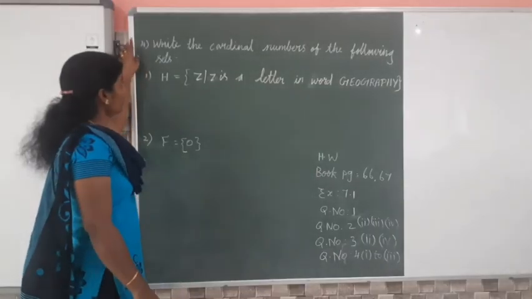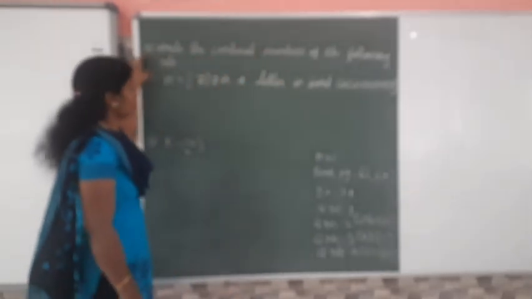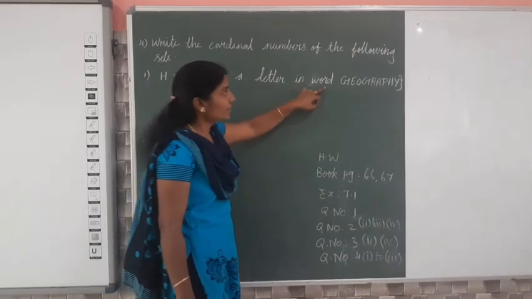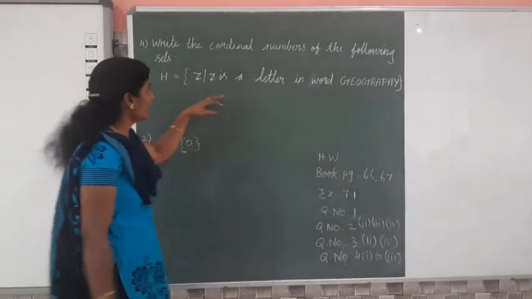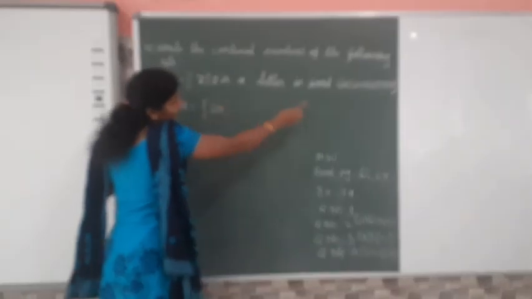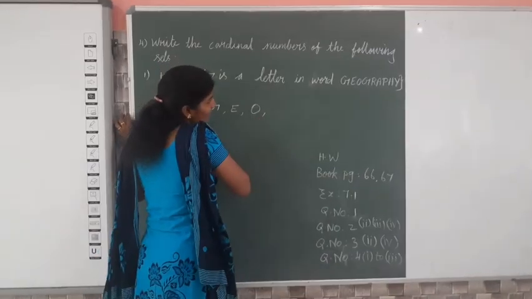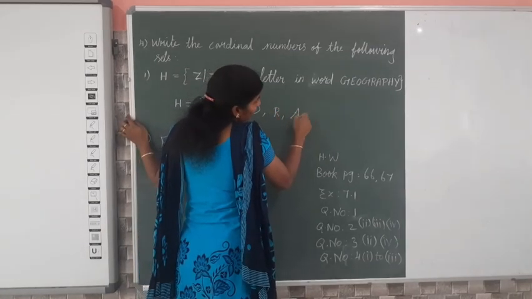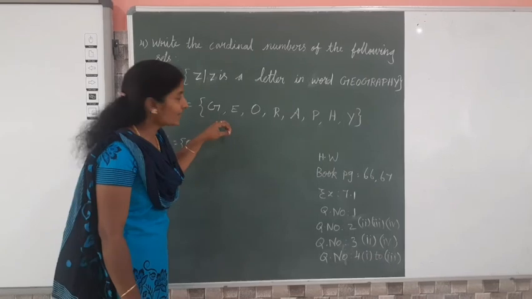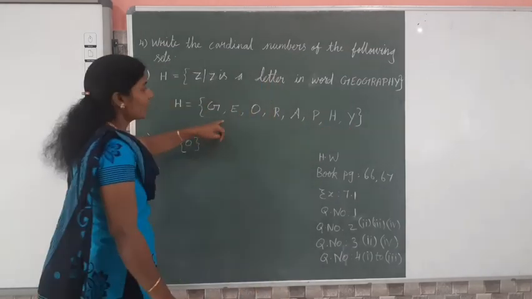Clear? Now question number 4. Write the cardinal numbers of the following sets. First one, H is equal to set of all Z such that Z is a letter in the word geography. Now we can write what are the elements of H. Set H is equal to G, E, O, again G, so no need to write G twice, only one time G, then R, A, P, then H and Y. Here, how many elements are there? 1, 2, 3, 4, 5, 6, 7 and 8. Total 8 elements are there.